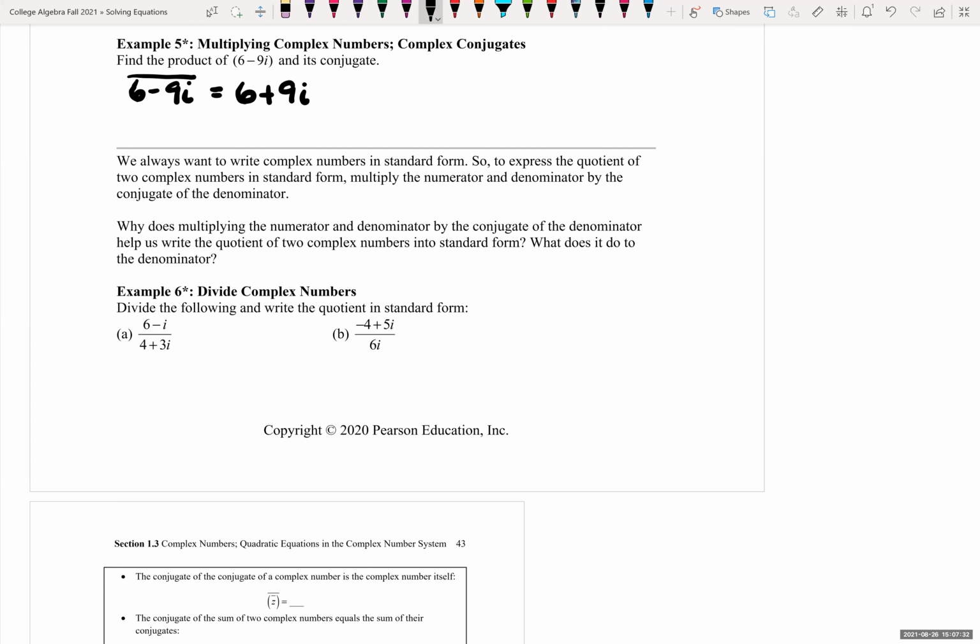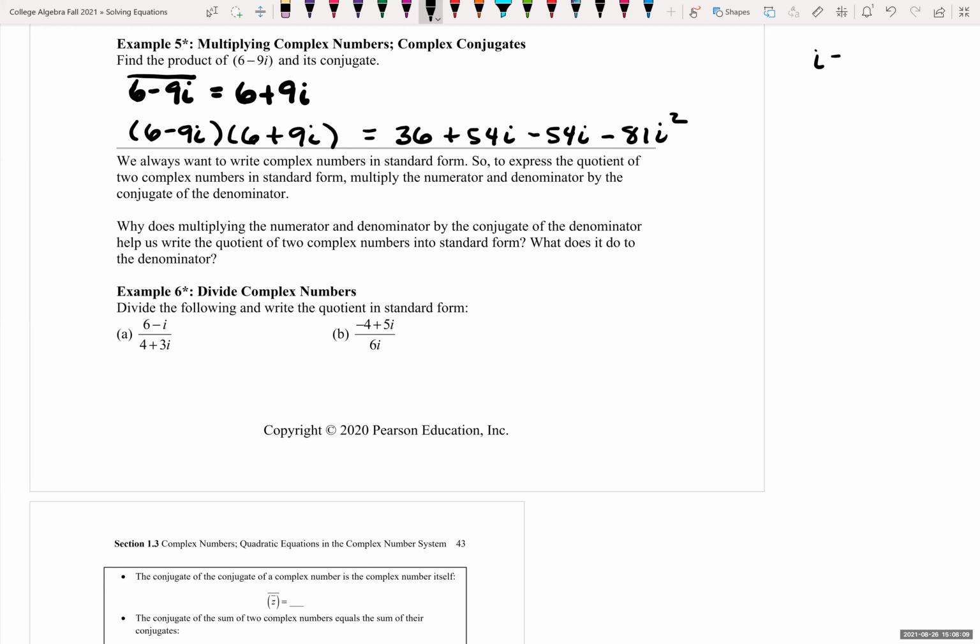And so we want to look at multiplying 6 minus 9i times its conjugate, 6 plus 9i. So looking at this, if we distribute, we have 6 times 6 is 36. 6 times 9i, that gives us plus 54i. Negative 9i times 6, this is minus 54i. And 9i times negative 9i, so that's negative 81i squared.